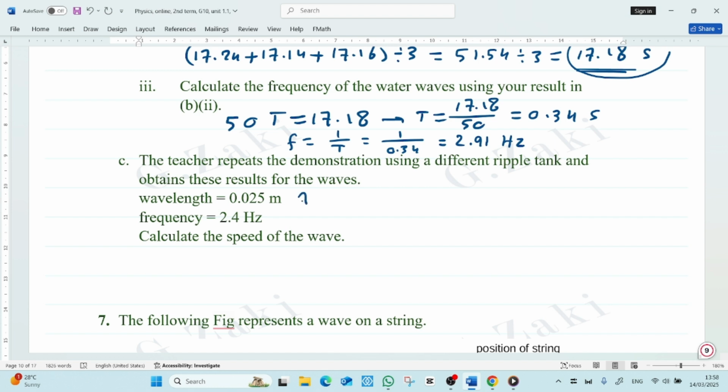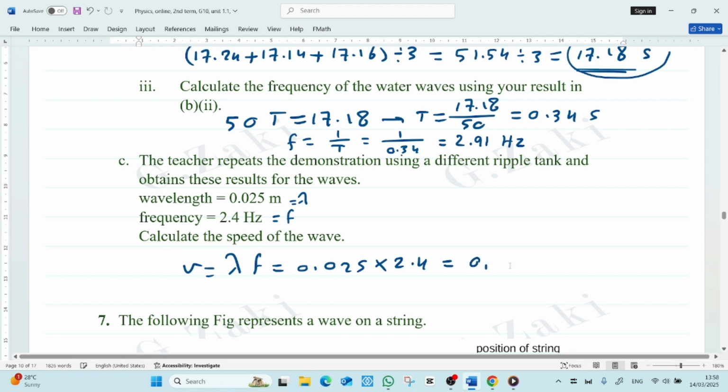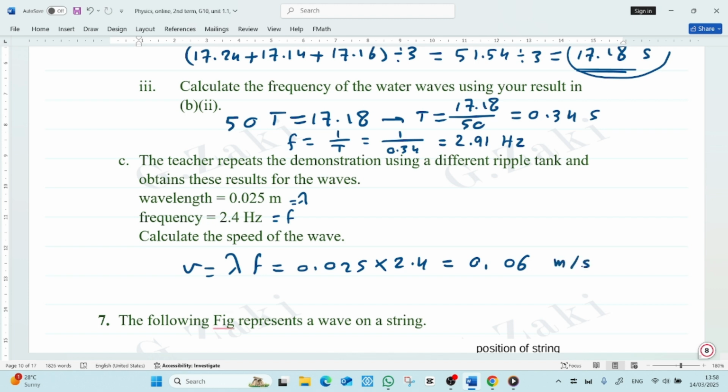Calculate the speed. It's easy. V equals lambda multiplied by f. Lambda is 0.025 multiplied by f 2.4. The answer is 0.06 and the unit is meter per second.